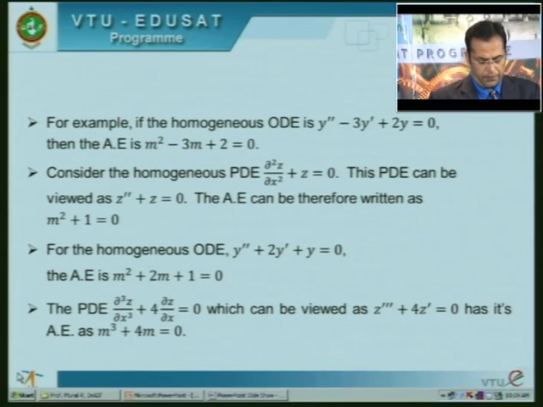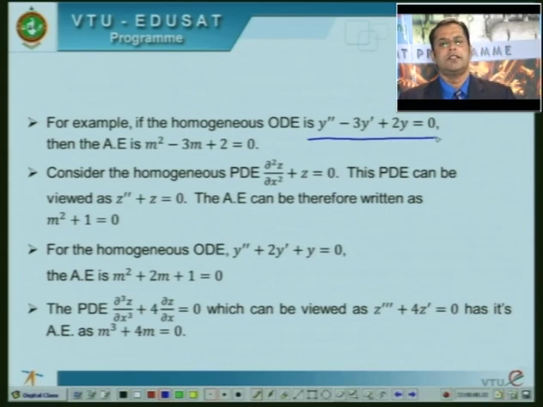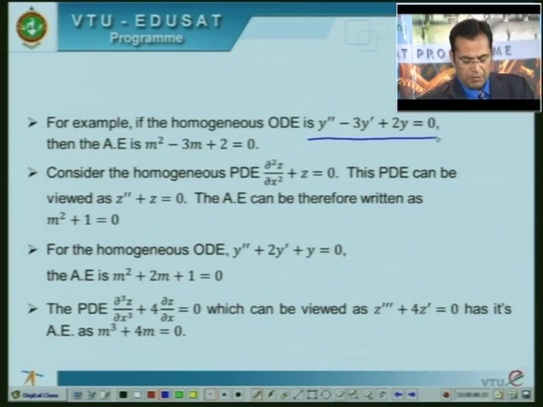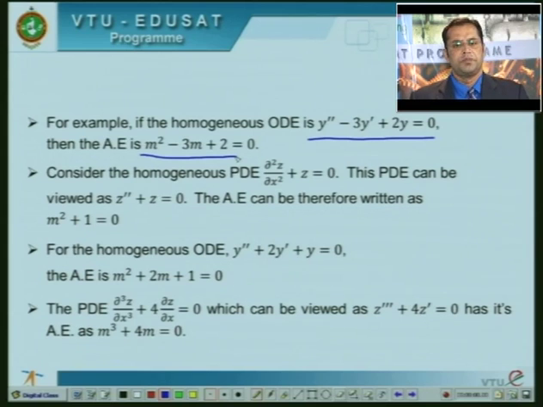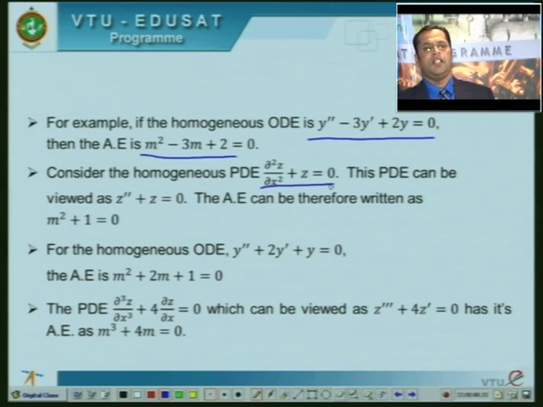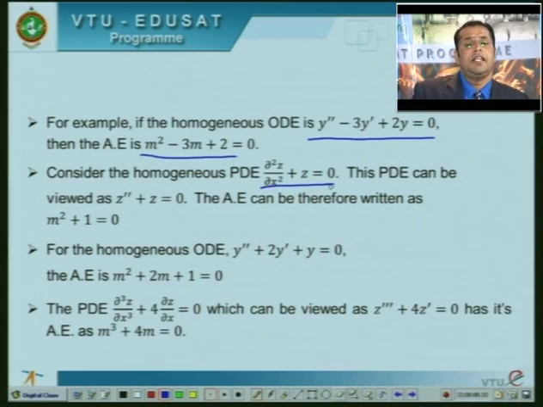For the homogeneous ODE, which is linear, y double dash minus 3y dash plus 2y equal to 0, the auxiliary equation is m square minus 3m plus 2 equal to 0. If you try to compare this with a homogeneous PDE, for example, you take dou square z by dou x square plus z equal to 0, observe clearly that z is the dependent variable and it contains only one partial derivative with respect to x.